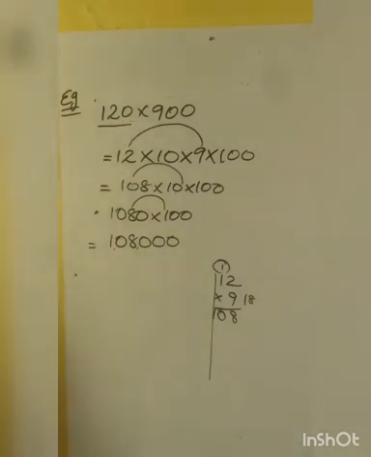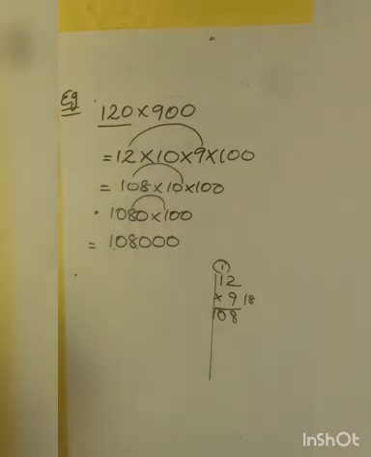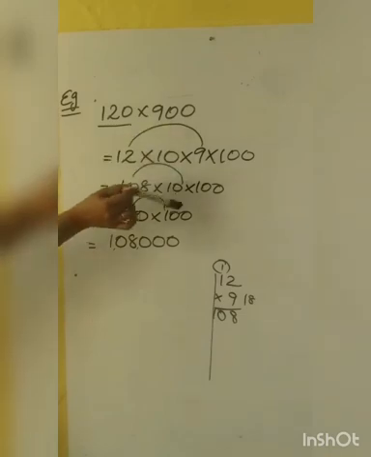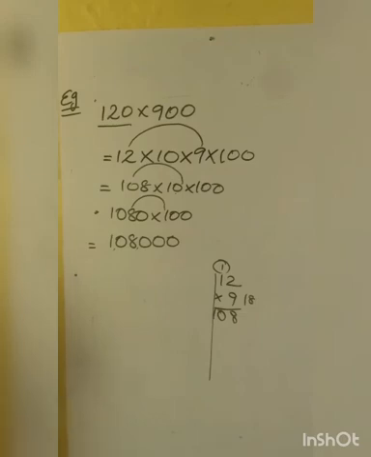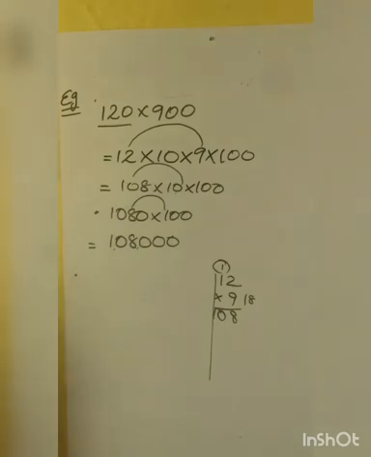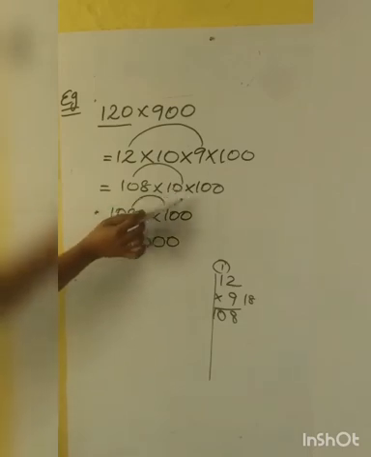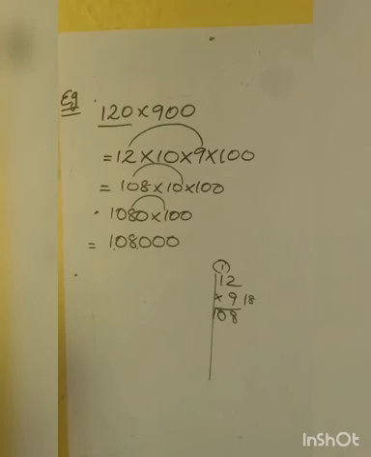This 2 number is also a 3-digit number. Just I want to split these 2 numbers. The first number is 120, so 12 multiplied by 10. Multiply it, the answer is 120. Next 900, 9 into 100. Next I have to multiply 12 into 9. 12 into 9 equal to 108. Next write 10 and 100. Next I want to multiply 108 into 10. So 1080 into 100. Next, multiply it, the answer is 1,08,000. This is a very easy method.